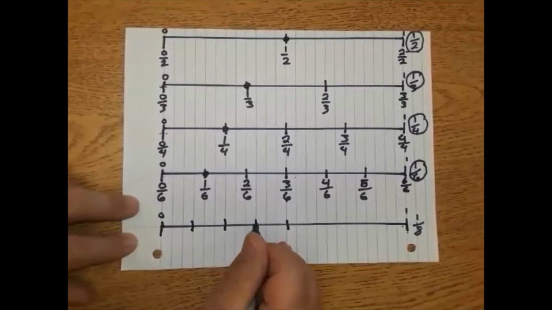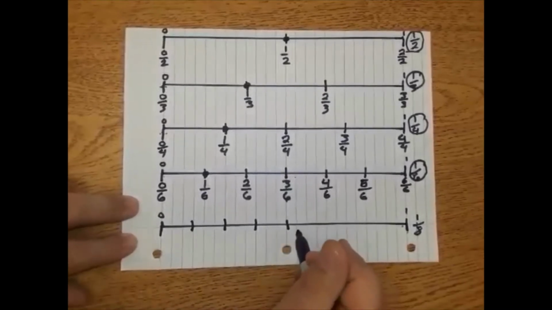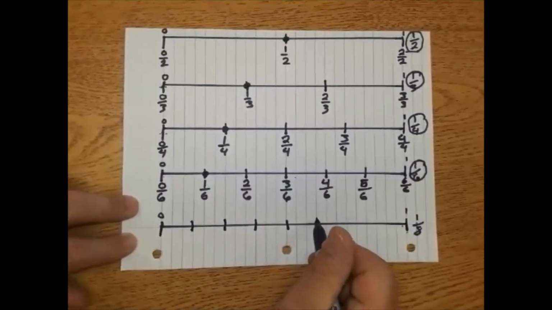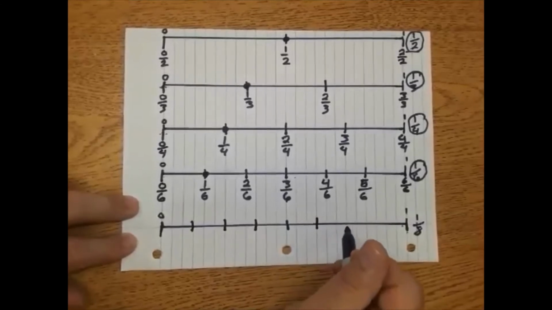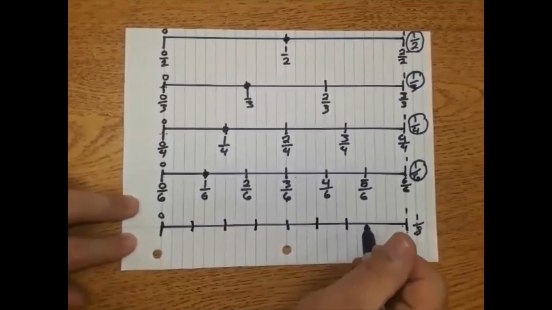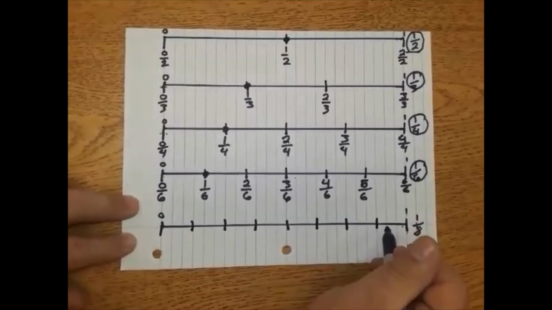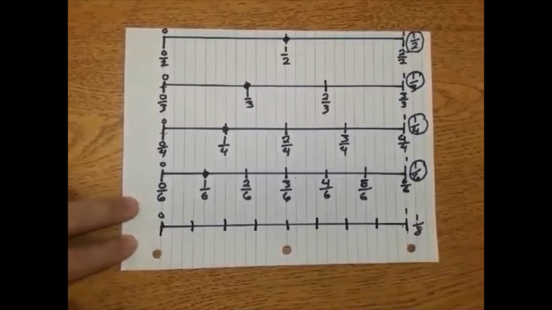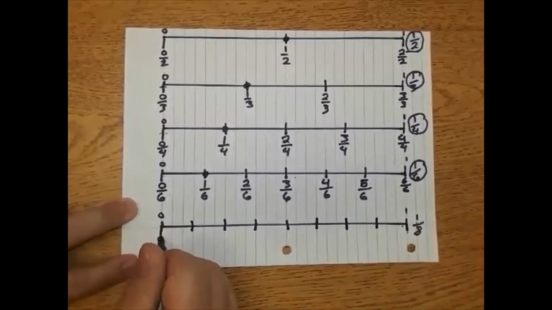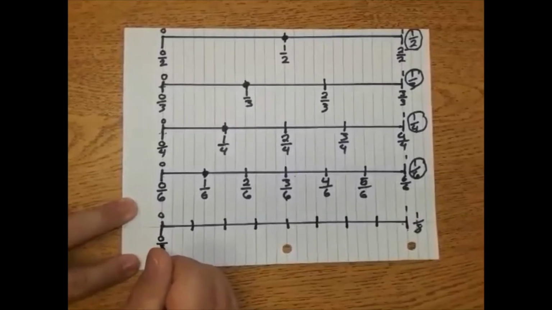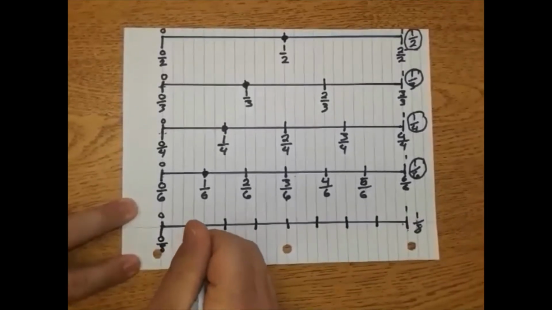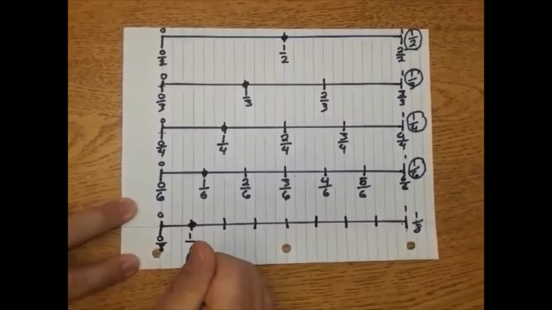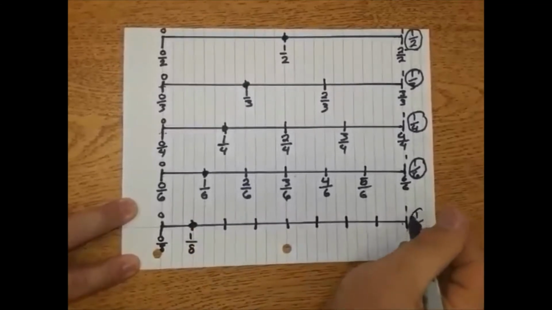1, 2, 3. 3 more gets me to half. 1, 2, 3. Or 4/8, right? And then 3 more gets me to whole. 1, 2, 3. So the first one I'm going to make is 0/8. Then the one that I'm identifying is 1/8, which is right here.